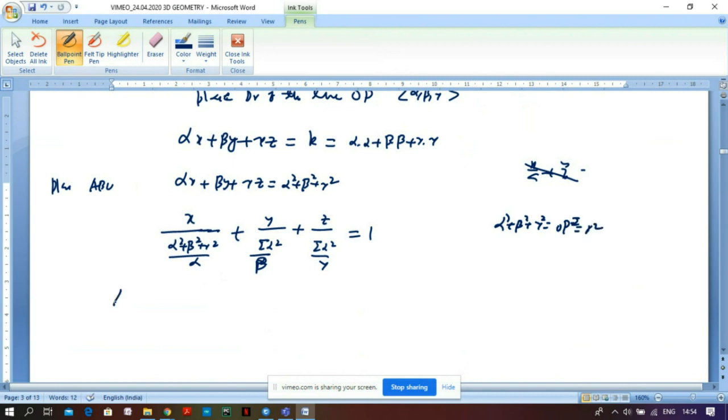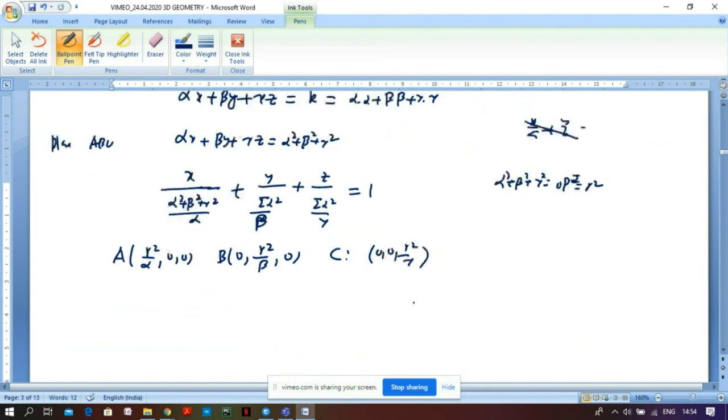So it means my point A becomes R squared by alpha, 0, 0. B becomes 0, R squared by beta and 0. And C becomes 0, 0, R squared by gamma. Now we are back to the previous problem.